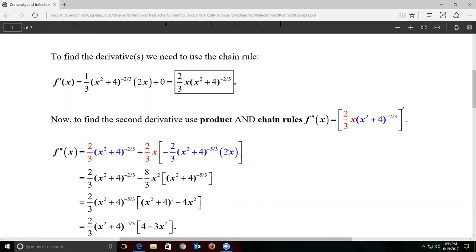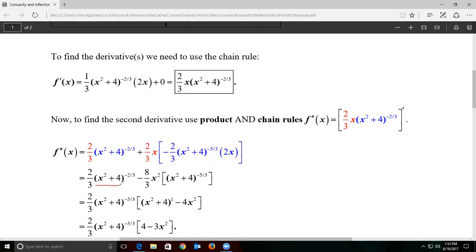Now comes the difficult part, because to find concavity here, we're looking for where that second derivative is going to be 0 or undefined. Those are the two places where we could have a change in concavity. So what that means is we're going to have to simplify this big mess, and this is where it becomes a little bit difficult. If we look around here, we have some things in common.